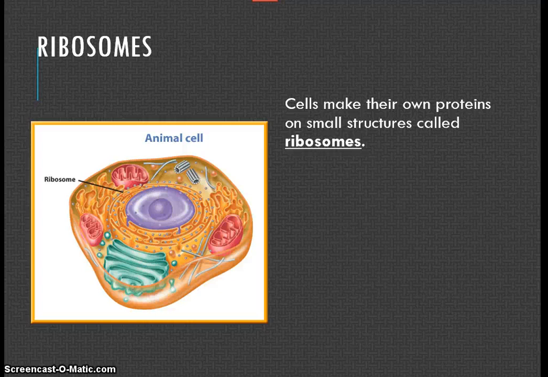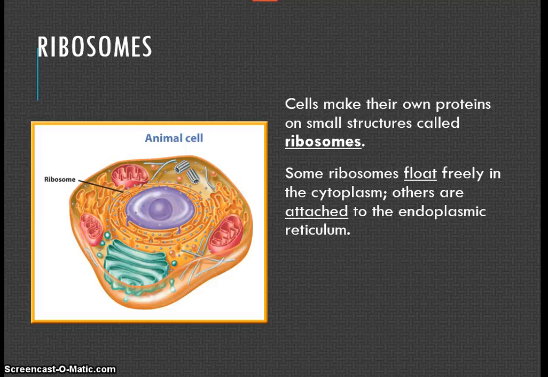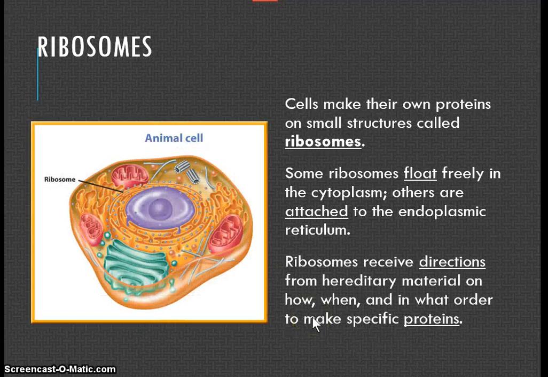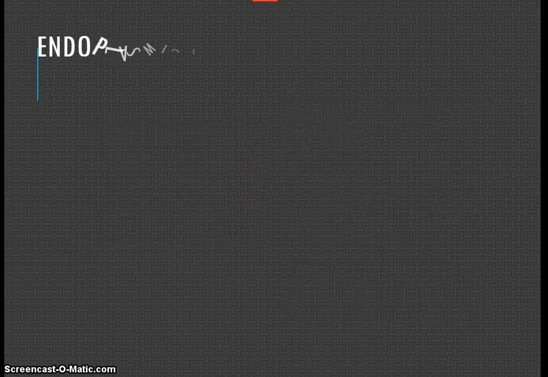Ribosomes. Okay, cells make their own proteins, and the structures that make the proteins are called ribosomes. Some ribosomes can be found floating freely in the cytoplasm. Others are attached to the endoplasmic reticulum. This right here is the endoplasmic reticulum, and it would have all these little ribosomes stuck to it, but some are also freely floating. So ribosomes get their directions on what proteins to make from the hereditary material, from the DNA, and that DNA tells the ribosome when and what order to make protein.